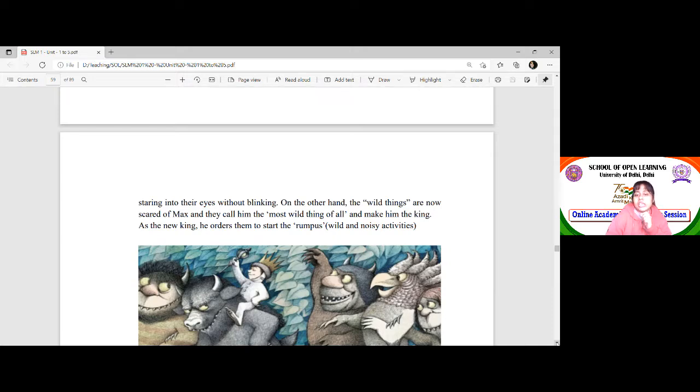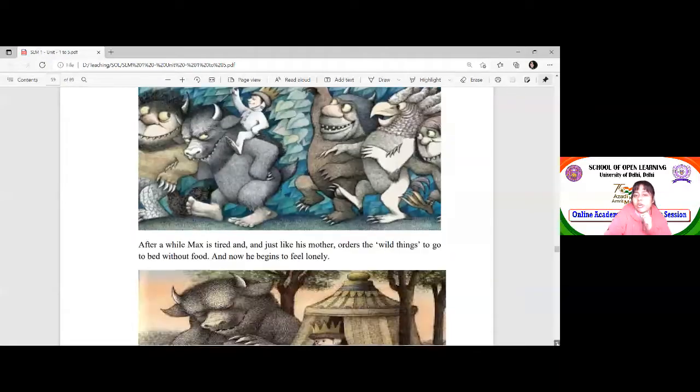And as the new king, he orders them to start the rumpus. Now, what is a rumpus? It means wild and noisy activities. Like all the naughtiness that he was doing, he continues to do it in his dream with the wild things. After a while, Max is tired and, just like his mother, orders the wild things to go to bed without food.